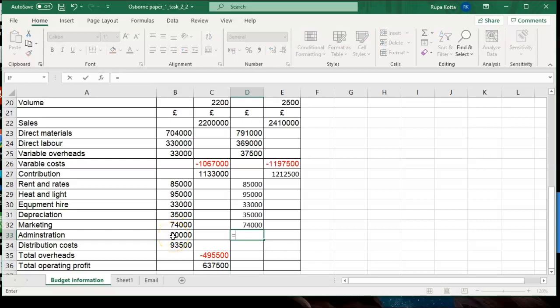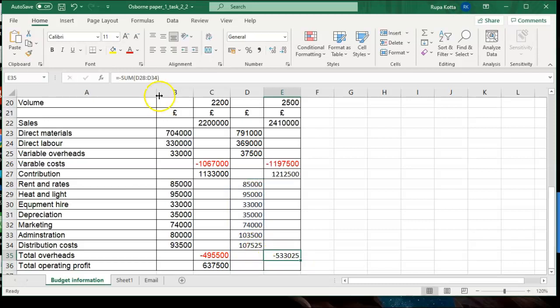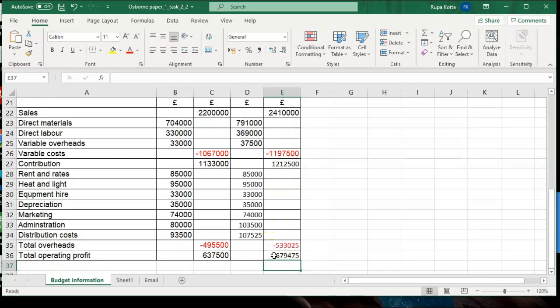Administration is increasing by 23,500. So take this one and add 23,500. Distribution is increasing by 15%. Take this one plus 15% of this one again. Add it together to increase the 15%. Do the total with a minus sign again. Change color. And let's do the operating profit. Contribution minus total overheads. So your operating profit is now 679,475.